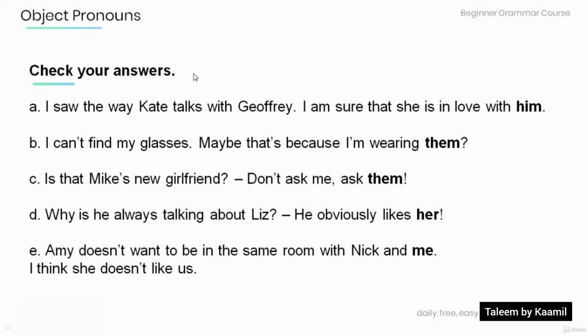Now, let's check your answers. I saw the way Kate talks to Jeffrey. I am sure she is in love with him. I can't find my glasses. Maybe that's because I'm wearing them. Is that Mike's new girlfriend? Don't ask me, ask them. Why is he always talking about Liz? He obviously likes her. Amy doesn't want to be in the same room with Nick and me. I think she doesn't like us.